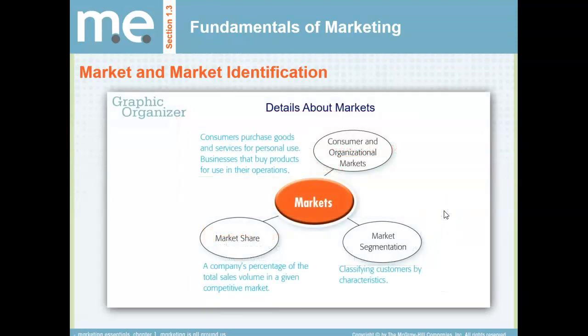All right, details about markets. Market share, again, is a company's percentage of total sales volume in a given market. And we talked thoroughly about the cell phone market. Segmentation is classifying customers by various characteristics. And consumer and organizational markets, going backwards to what we talked about at the beginning of this lesson. Consumers purchase goods and services for personal use, and businesses buy products for use in their operations to function. Whether that is pens and pencils to keep business going, or the goods that they are then going to resell. So this is just a way of looking at this chapter and what we've gone over.